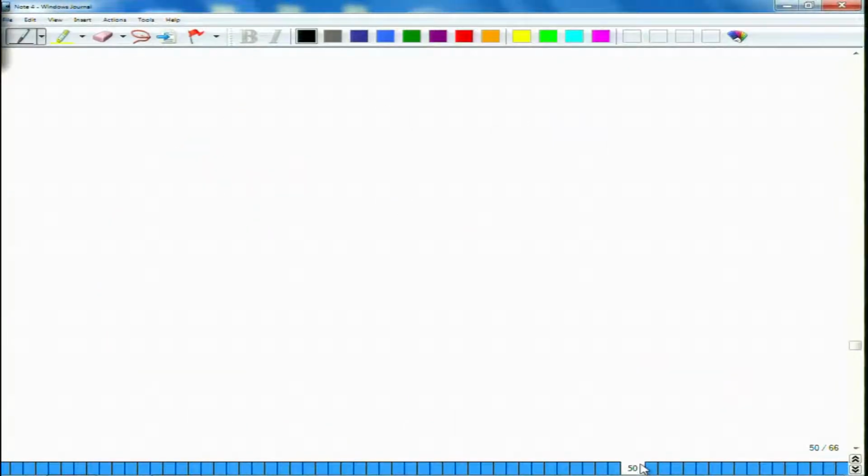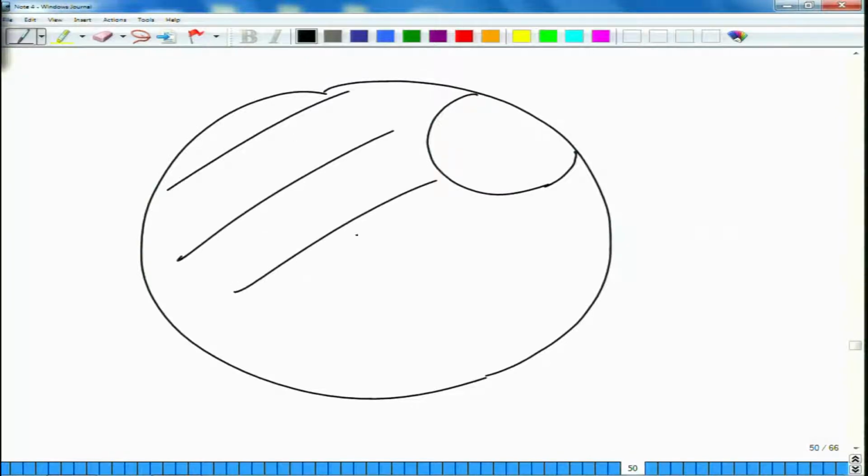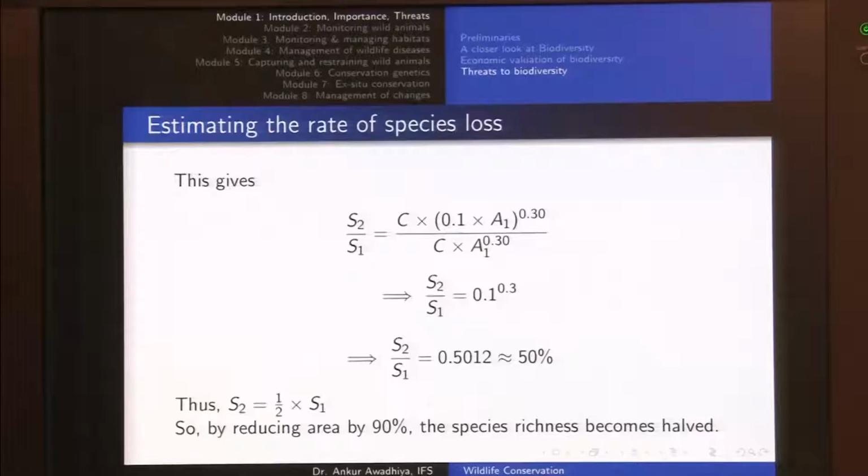if earlier we had this large area and then all of this area is gone, only this much area is remaining. So, the number of species that are present even in this small area will be as much as 50% of the number of species that were present in the larger area. So, now this was one simple computation, but then how does this apply to the case of wildlife conservation?